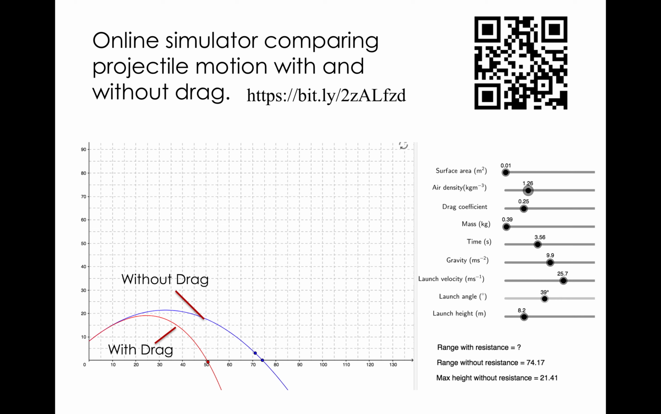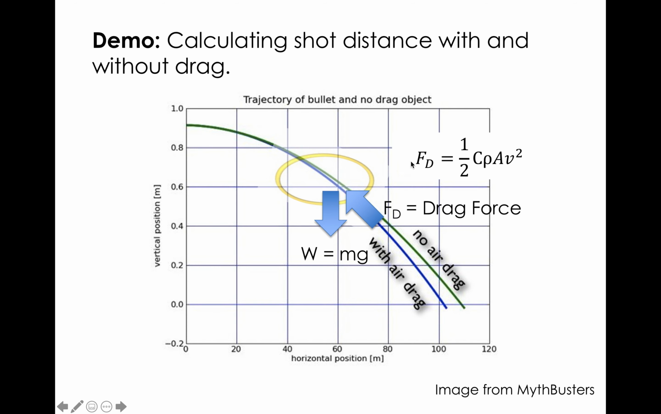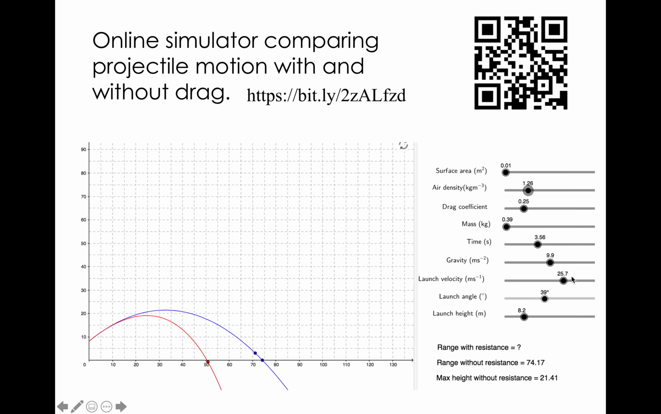All right, I want to highlight that what's running in the background on this simulator is the solution to this problem here. It's computing the velocity every second, updating the drag force, and then working out what the acceleration of this object would be, deriving the velocity from that, and deriving the position from that. So it's an iterative process to come up with these solutions.